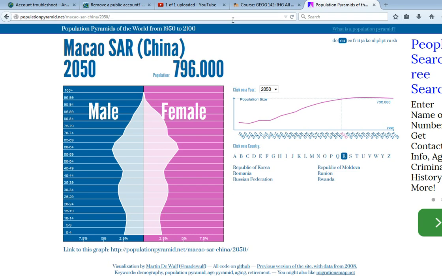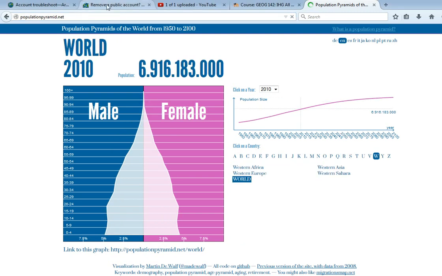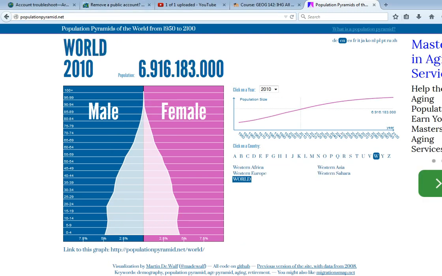So we're going to look at population pyramids this week rather than do a map, but we'll get back to the maps next week. So I'm going to have you go to the website provided on the, let's just see, I'll just go back here. So when you log in at population.net, this is what you'll get.